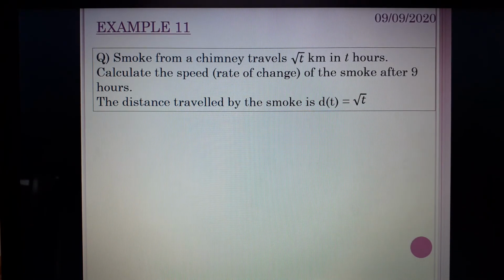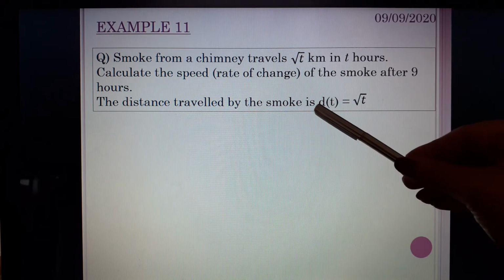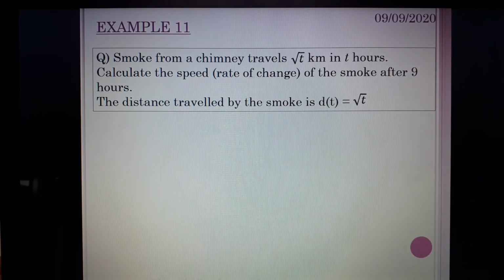Right, so here we have a more complicated context question. Smoke from a chimney travels root t kilometres in t hours. Calculate the speed, reminding you that that's just a rate of change, of the smoke after 9 hours. We tell you directly that the first sentence, smoke from a chimney travels root t kilometres, means that the distance travelled by the smoke is root t. So we'll make a little formula there that the distance d of t is root t.